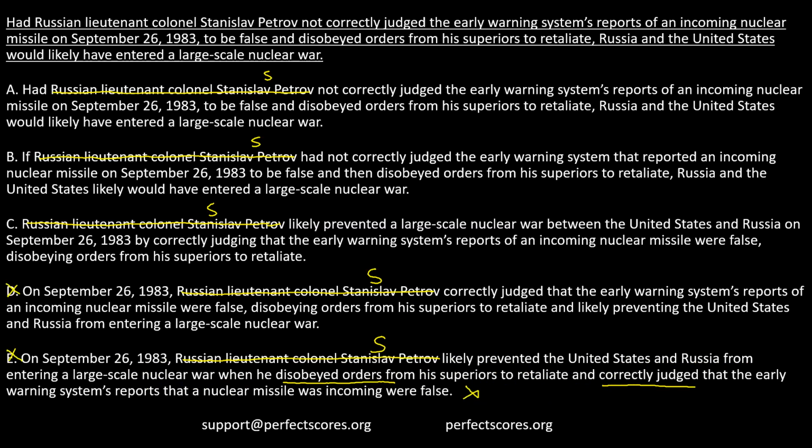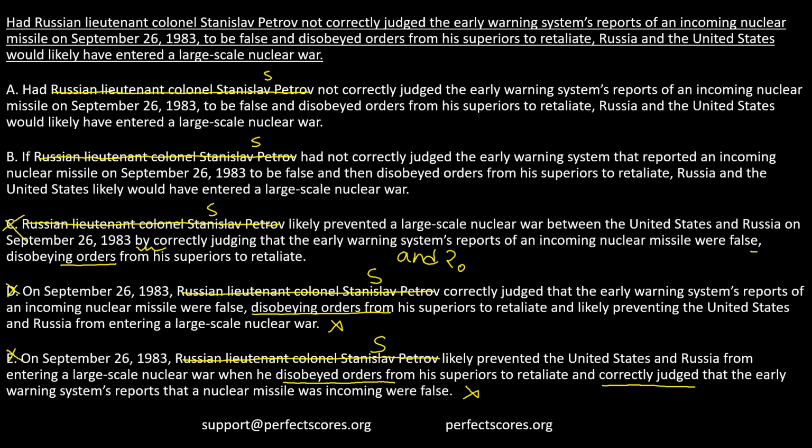So it doesn't give you the correct meaning. It's false. Let's look at D. On September 26, S correctly judged that the reports of the missile were false. Disobeying orders. So these are two separate actions. They're not, again, part of each other. So you shouldn't be using this option without using "and." And let's go to C. S likely prevented a large-scale nuclear war between these two countries on this date by correctly judging that the reports were false, comma, disobeying orders. When you have two actions, you have to use the "and." Missing.